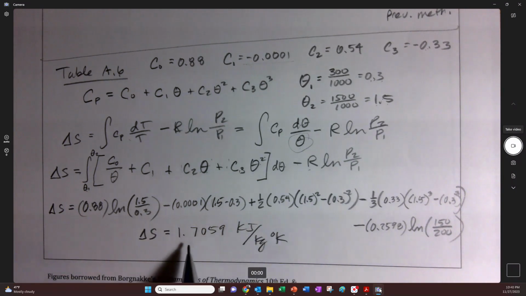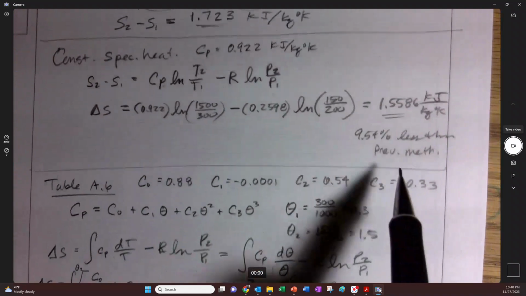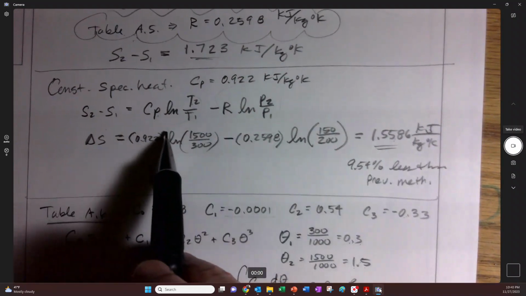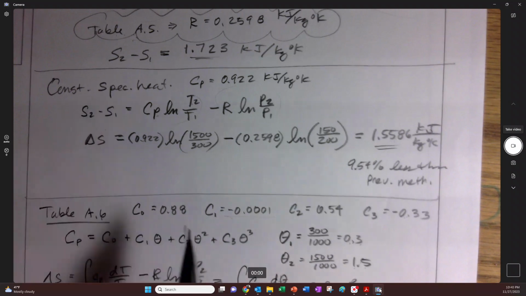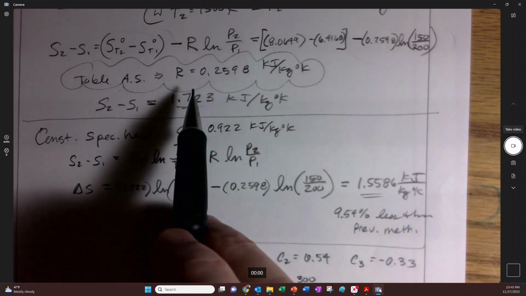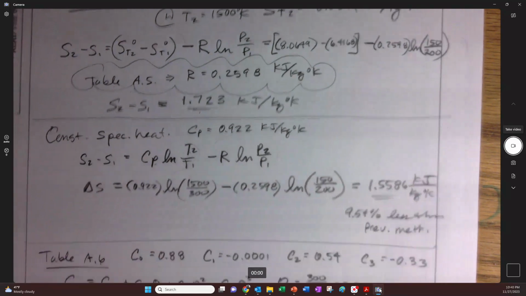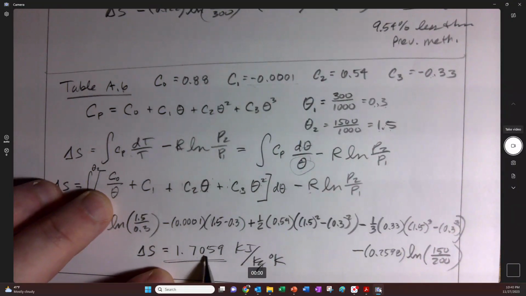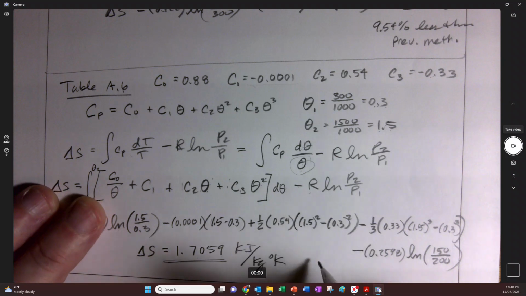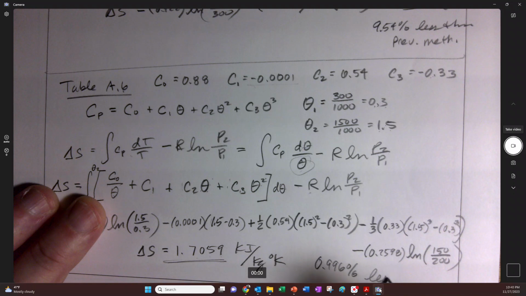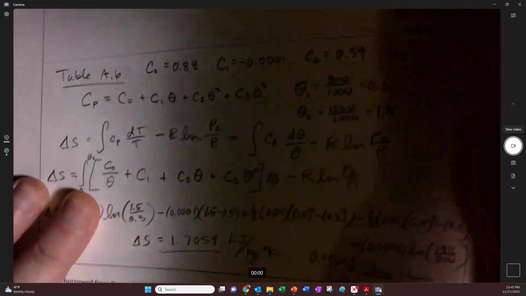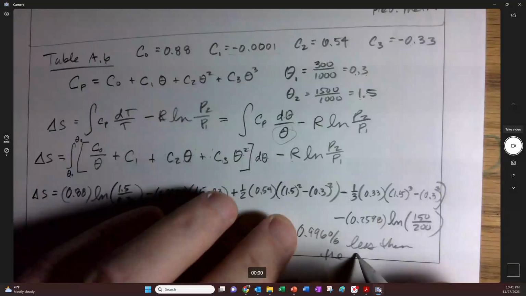And so now we can compare this one. We don't need to compare it to this one, because we know that's pretty much an approximation. But we can compare it to this guy right here. So that's 1.723 compared to 1.7059, and this is about 0.996% less than the first method. I don't know another way to write it. The first method.